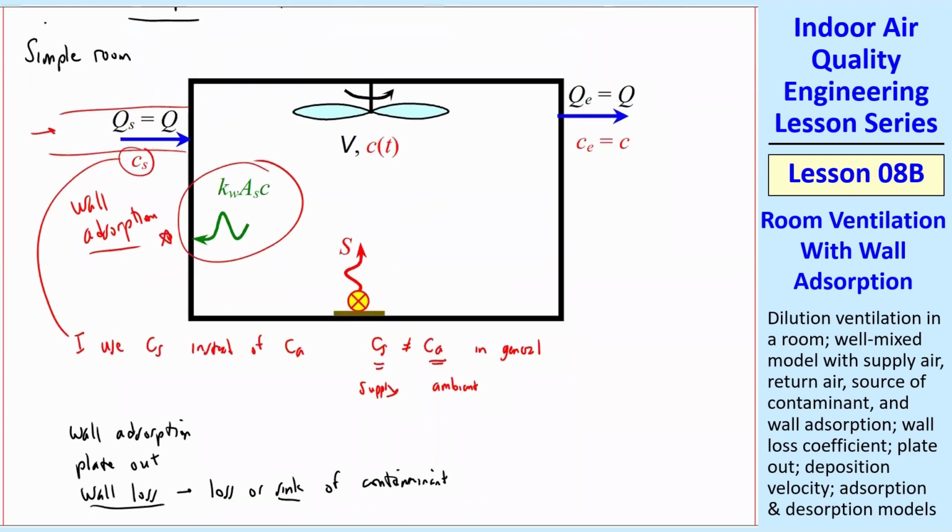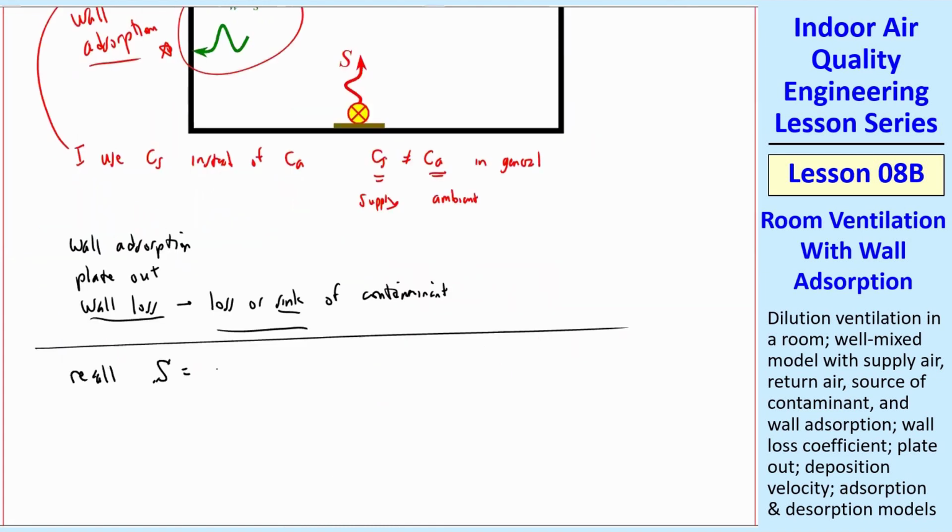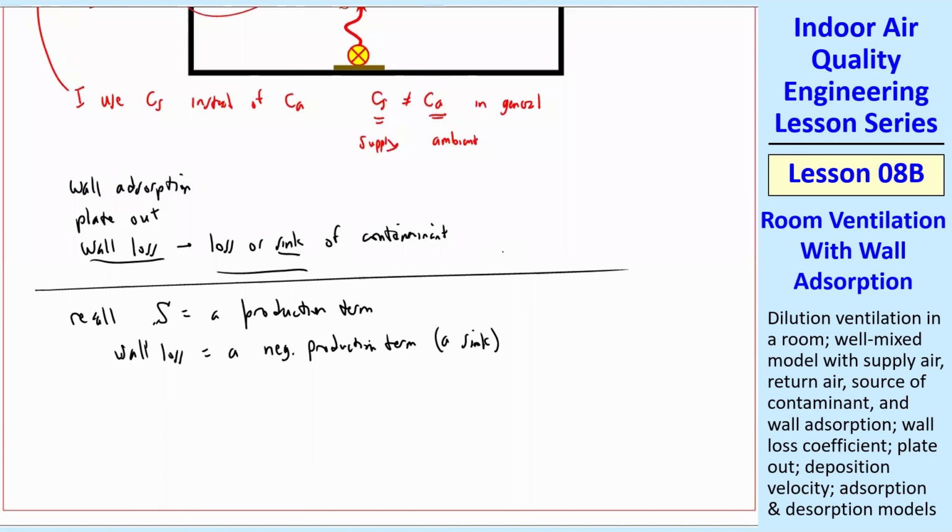You have this source that's putting this chemical into the room. It's getting all mixed up because it's well mixed. Some of it goes out and some of it gets adsorbed. We'll typically just draw one place here, but this can be on walls, curtains, rugs, furniture in the room, any surface that can adsorb that chemical. Recall that S equals a production term, and here wall loss is a negative production. In other words, it's a sink. And when you deal with differential equations like in fluid mechanics, which is my specialty, we're always talking about production and sinks.